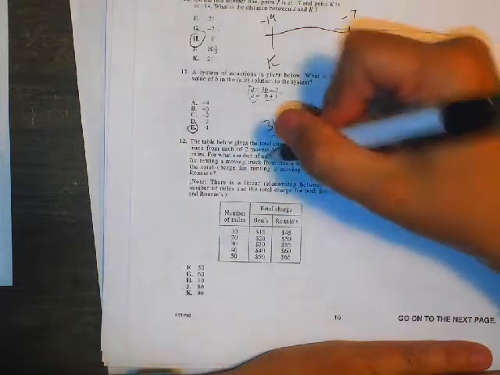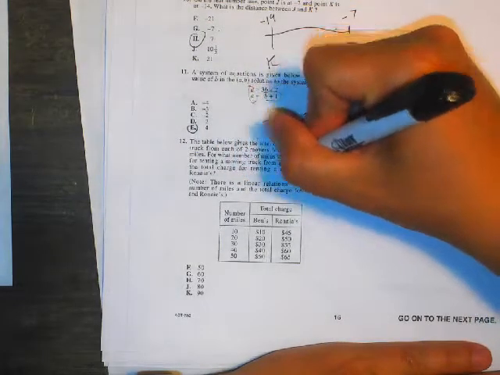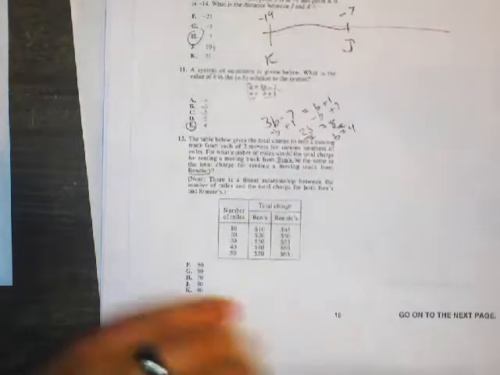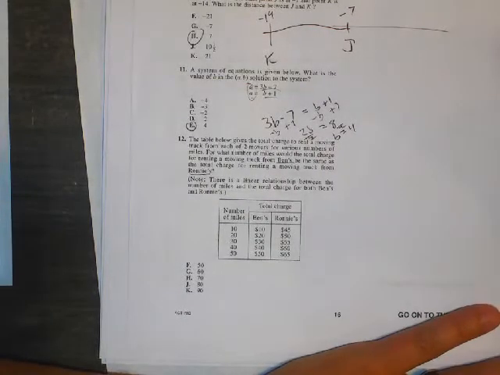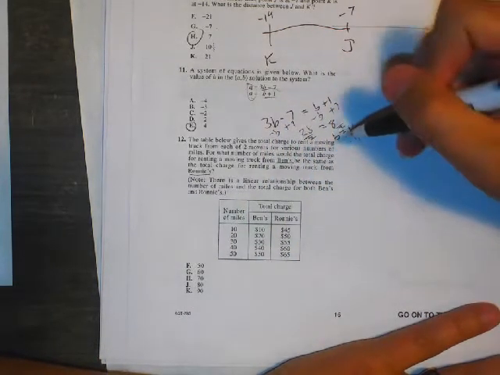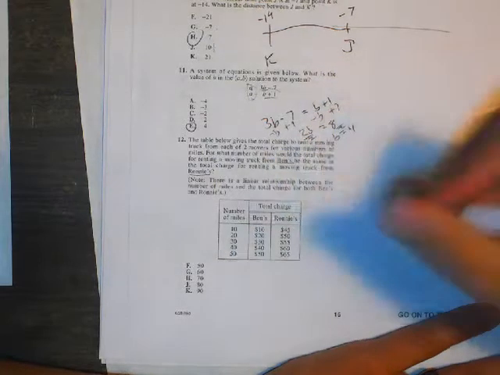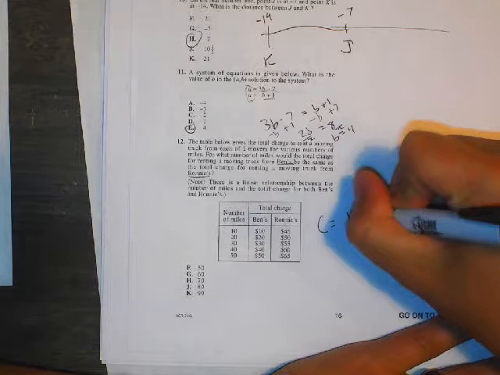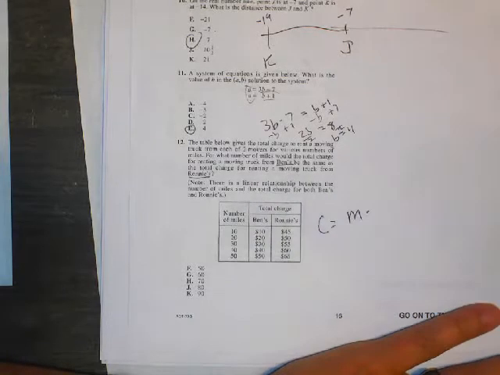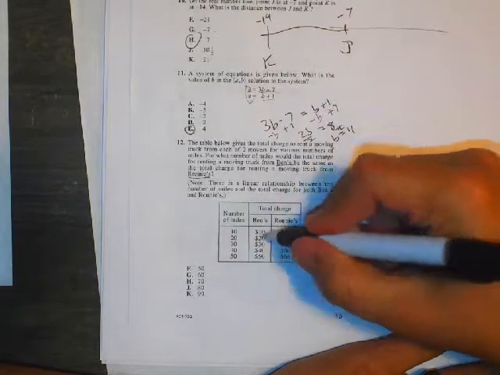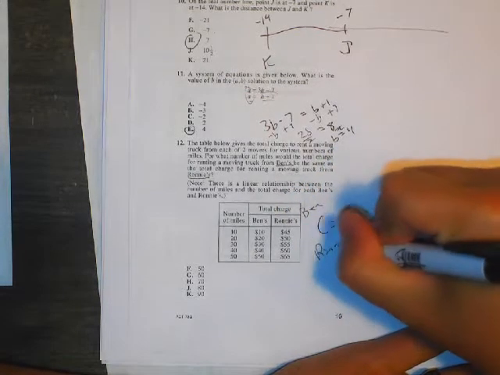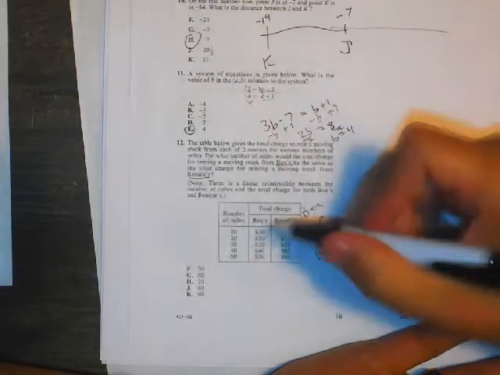The table below gives the total charge to rent a moving truck from each of the 2 movers. For what number of miles would the total charge for renting Brooke and Ben's be the same as the total charge from Ronnie's? Now, to get the total charge, we need the original charge plus the charge per mile. So we can make equations for these. Obviously, for Ben, the charge is going to equal the number of miles, period, right? 10 miles, $10, 20 miles, $20.